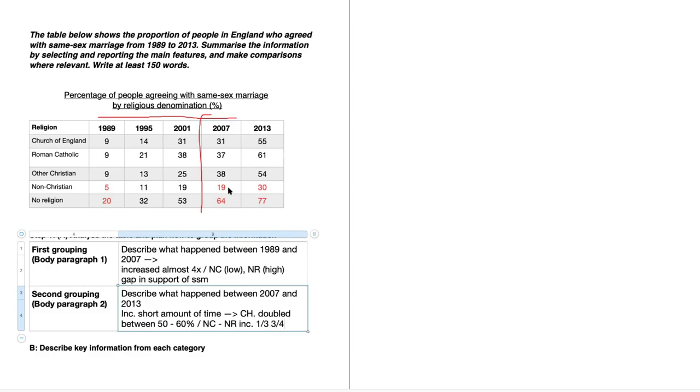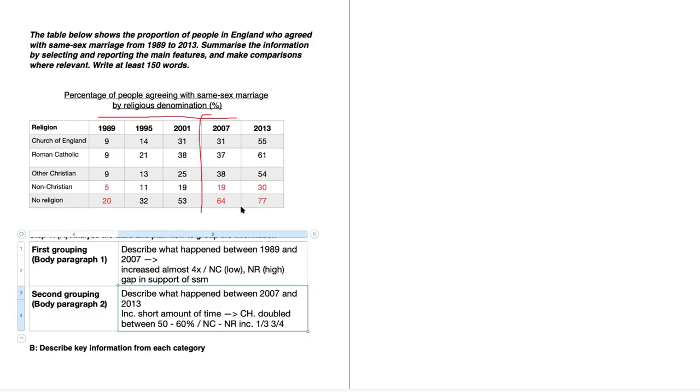So you see here, this increase from non-Christians is about 1/3 from 2007 to 2013. The share of non-Christians who supported same-sex marriage or agreed with it went to about 1/3, whereas those with no religion went to just over 3/4. So I'm looking at these 2 final numbers in 2013.